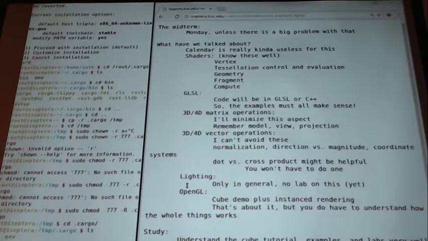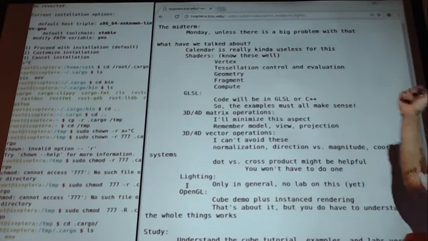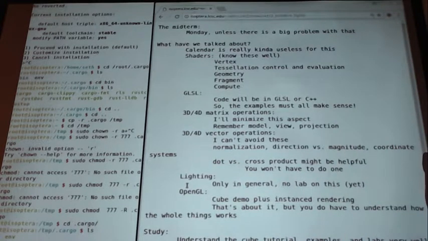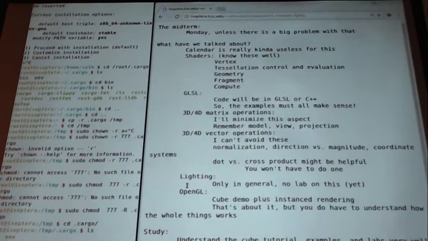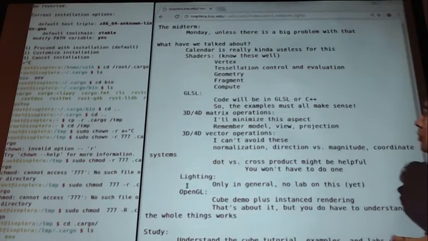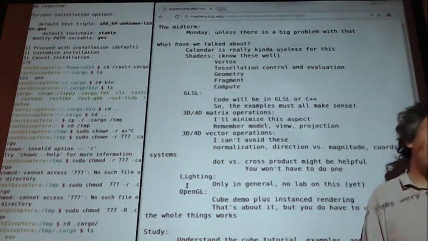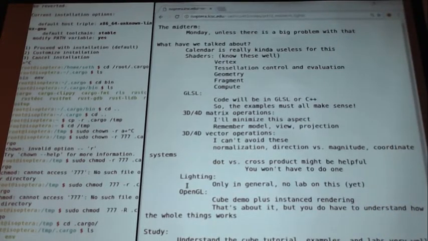So I made a little summary of what we talked about a lot. We talked about shaders a lot. You want to be real familiar with what the various types of shaders do and what you would use them for. Right now, at least with OpenGL, we have 6 types of shaders.